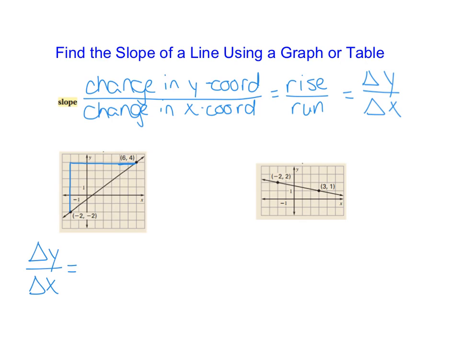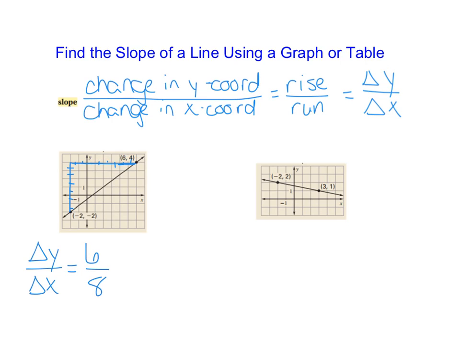Now the change in y is the rise, that's the up and down. Y values go up and down, so we count 1, 2, 3, 4, 5, 6. The change in y for this line is 6. Okay? Now we're going to do the change in x, so we're going to count the run, which is the horizontal movement. 1, 2, 3, 4, 5, 6, 7, 8.